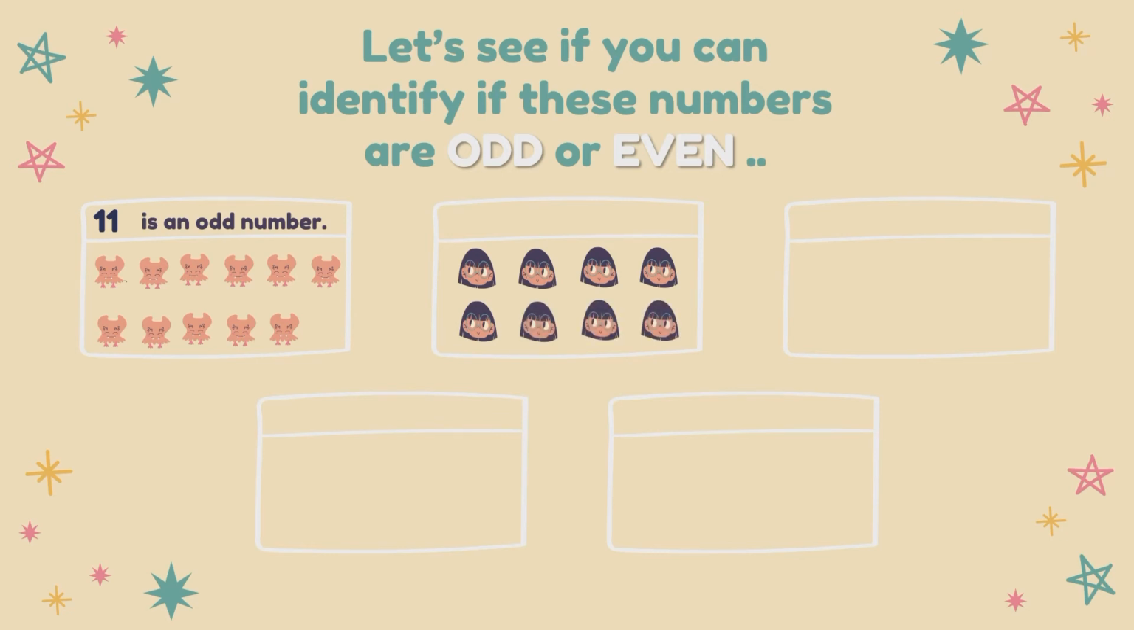1, 2, 3, 4, 5, 6, 7, 8. Pair. Pair. Pair. And pair. They are all in pairs. So 8 is an even number. Third box.